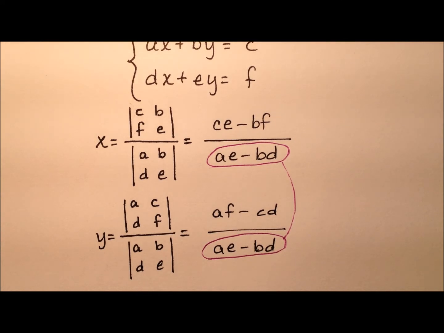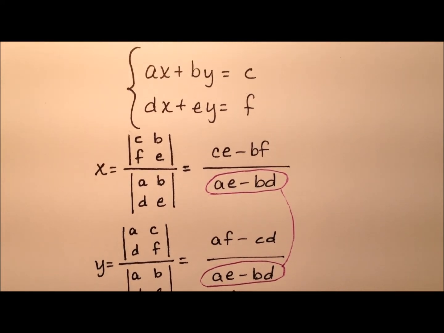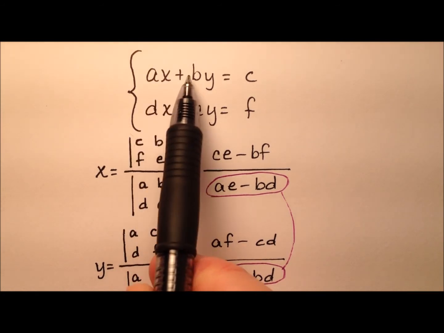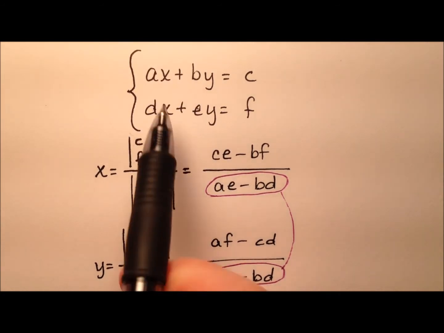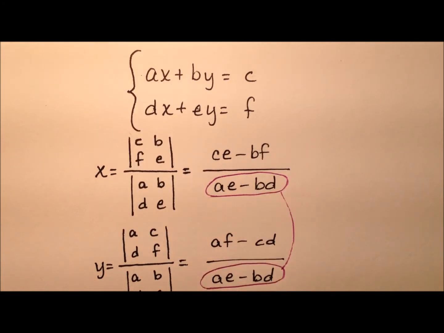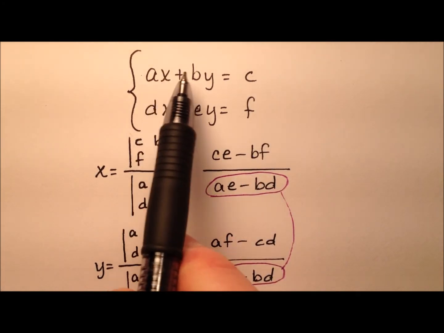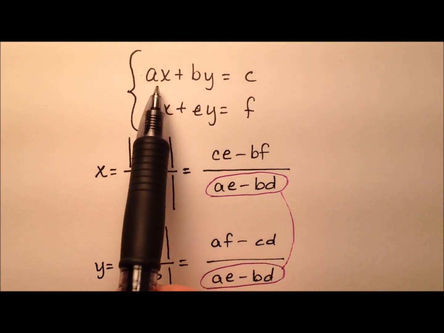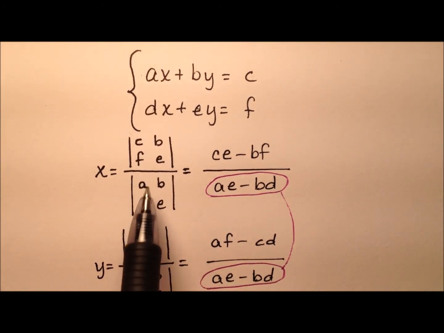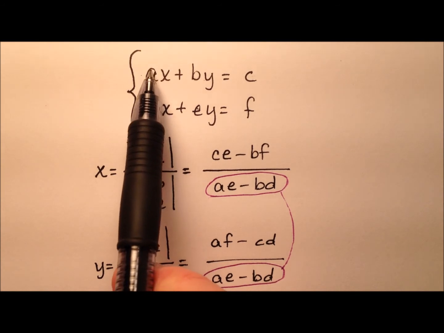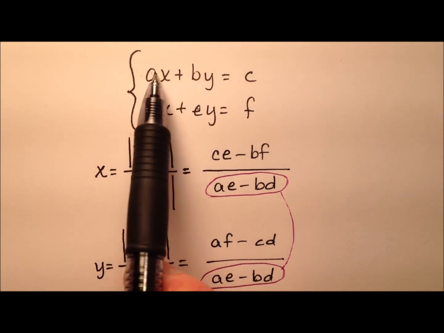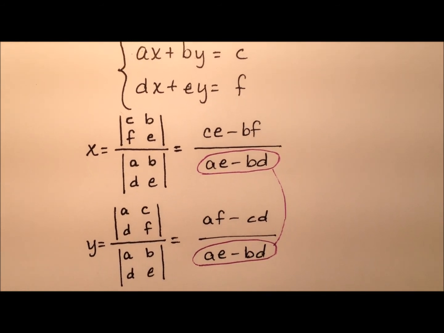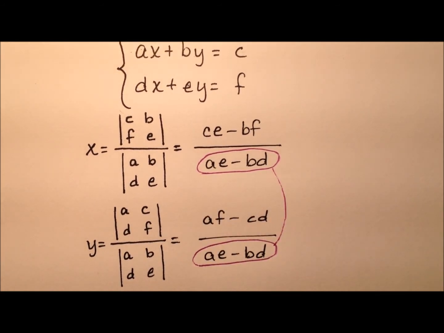So something you'll realize quickly is that the denominator here and the denominator here are the same. And that's because those values came from what we call the coefficient matrix, A, B, D, E. So as long as these two are written in standard form, where it's x, y equals your constant, then the coefficient matrix is just going to be a 2 by 2 matrix that's filled with the coefficient values a, b, d, e. So that's why these denominators are the same.